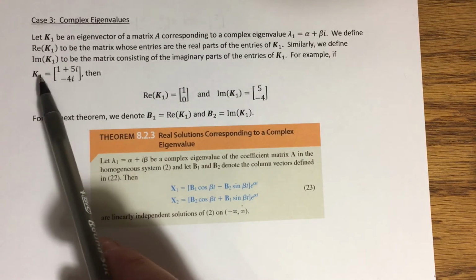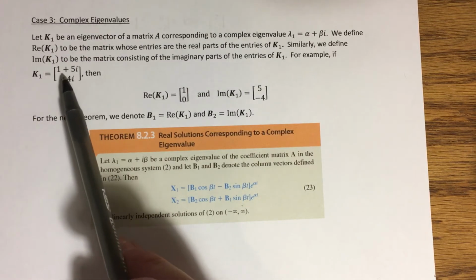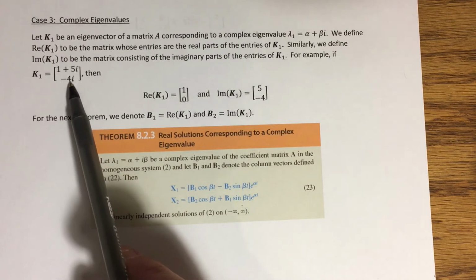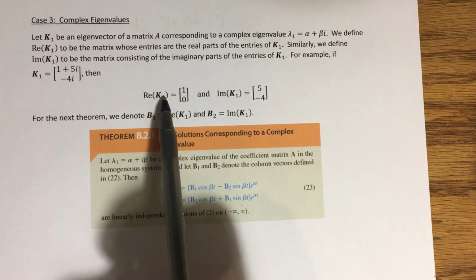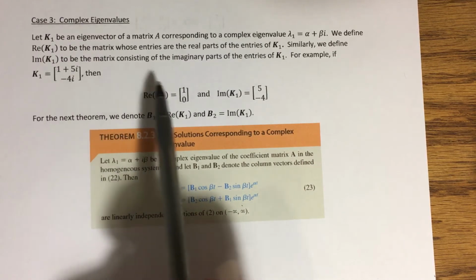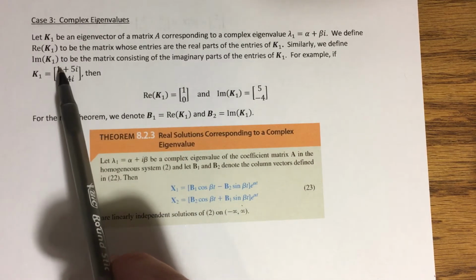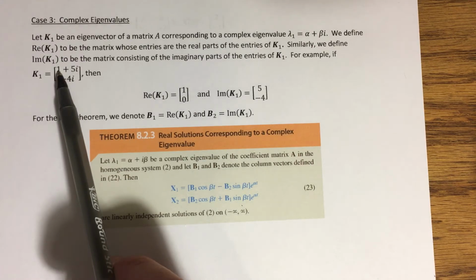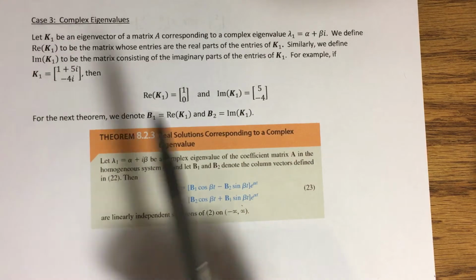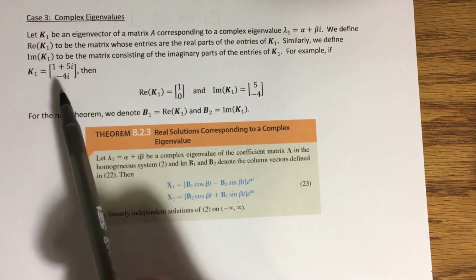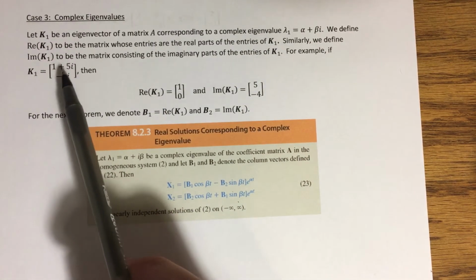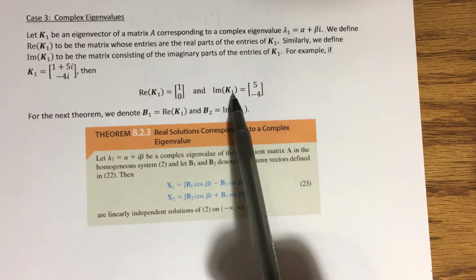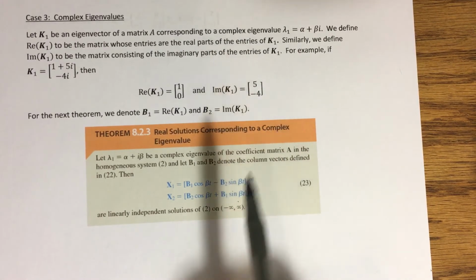To give you an example, let's suppose K1 is equal to this matrix here, 1 plus 5i, negative 4i. The real part of K1 is the matrix whose entries are the real parts of these two entries here. The real part is 1 in this case and 0 in the second entry, so 1, 0. The imaginary parts of these entries are 5 and negative 4, so 5, negative 4. That would be the imaginary part of the matrix K1.